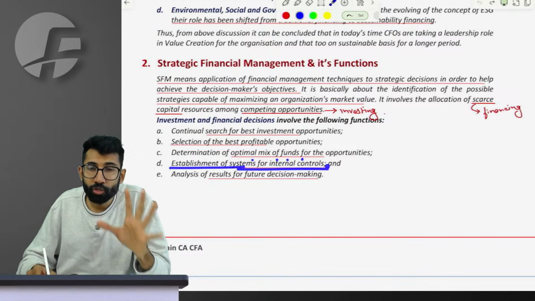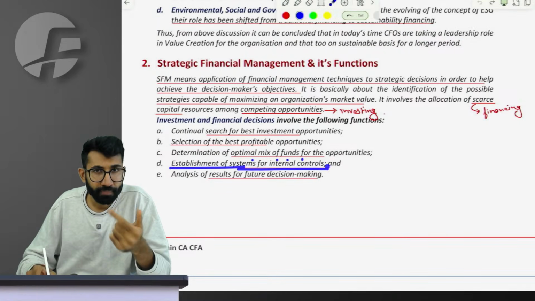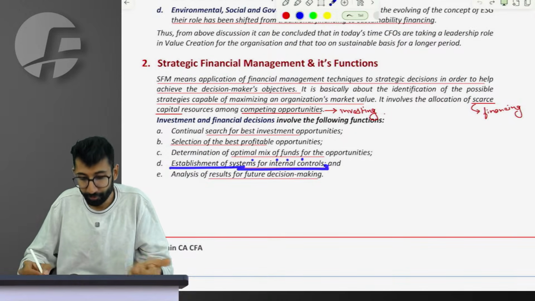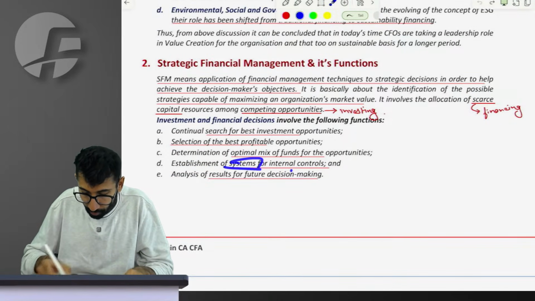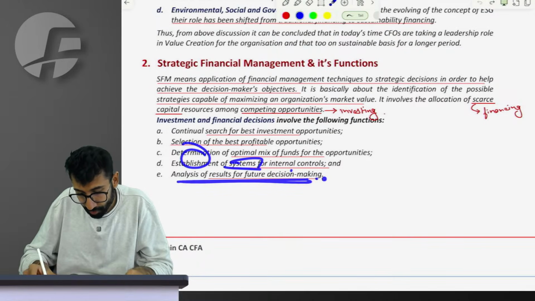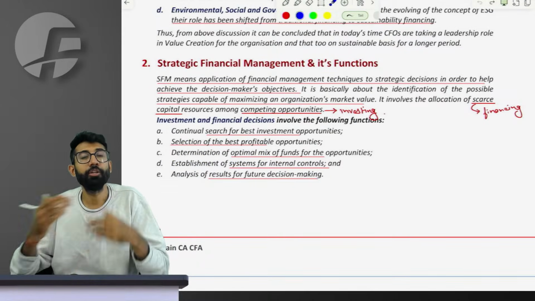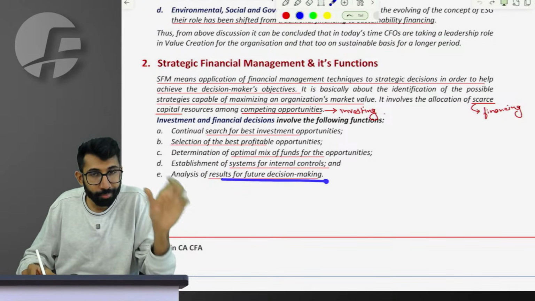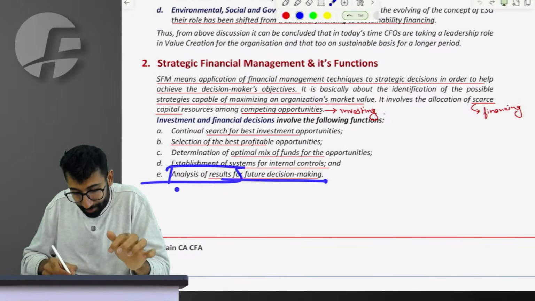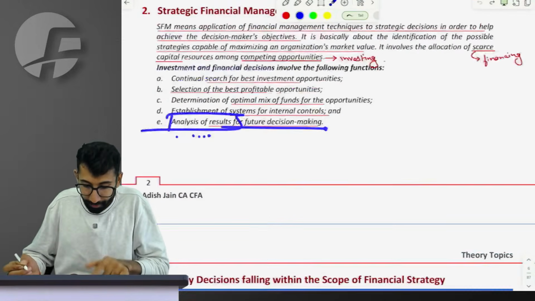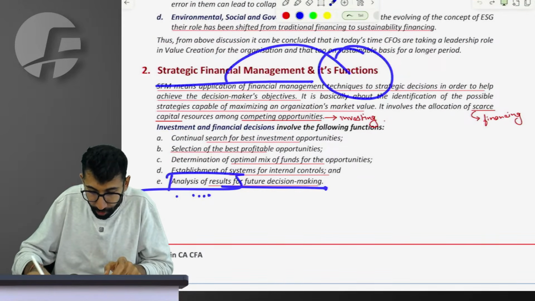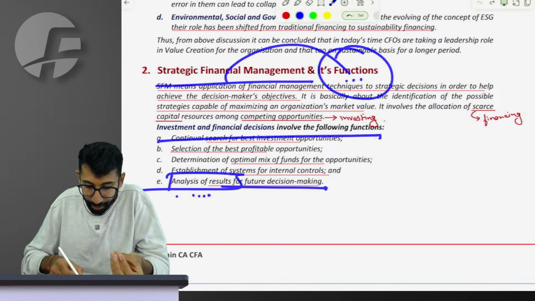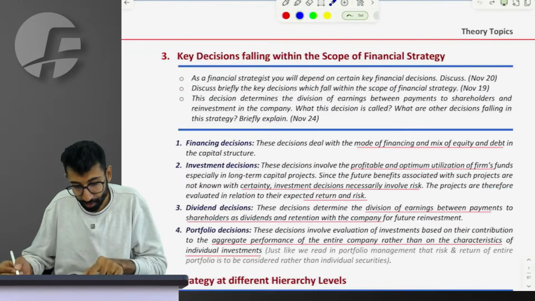Sir, there has to be some internal control for verifying certain things, keeping a monitor, a track over the investment that I've made. So a system for internal control has to be established, and the results are needed for future decision making. We need to analyze whether we should continue to make further investment. For any kind of future decision making, first I need to analyze the past results. Correct? Sir, this is strategic financial management and its function. So the function of strategic financial management is nothing but the function of investment and financial decisions.